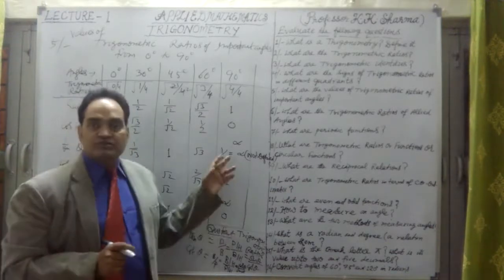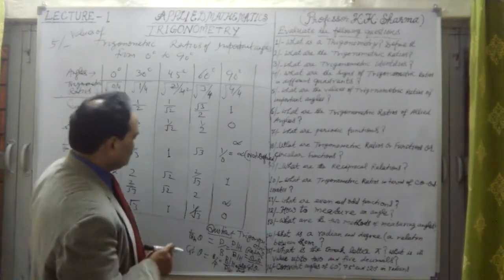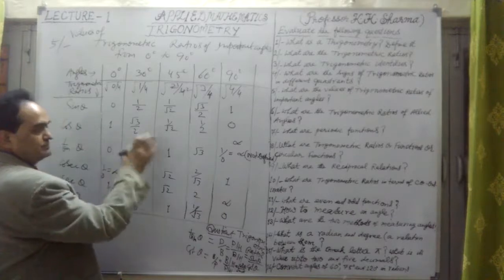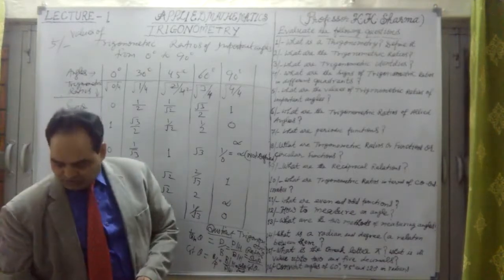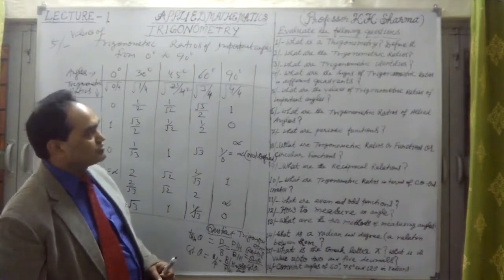Alright, so these are the 6 important angles we have taken here. These important angles we have just defined, the values of the important angles. This is what question number 5 we have talked about.